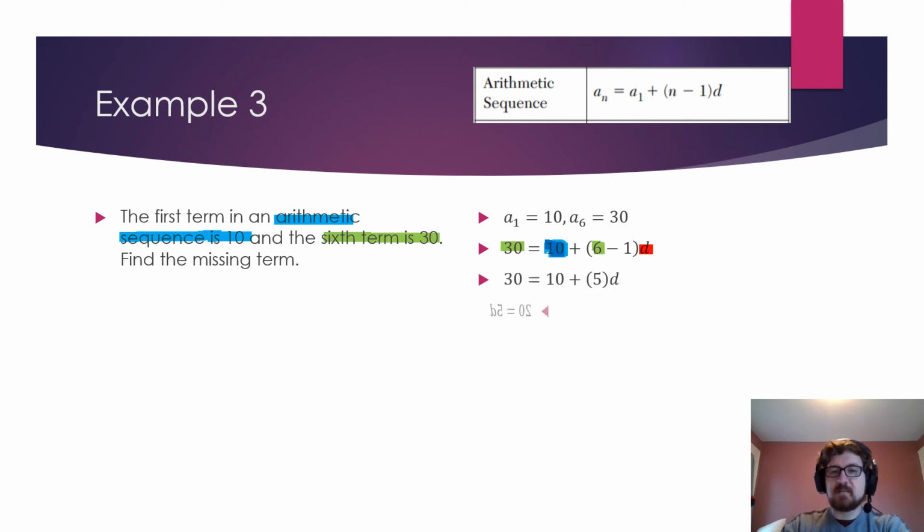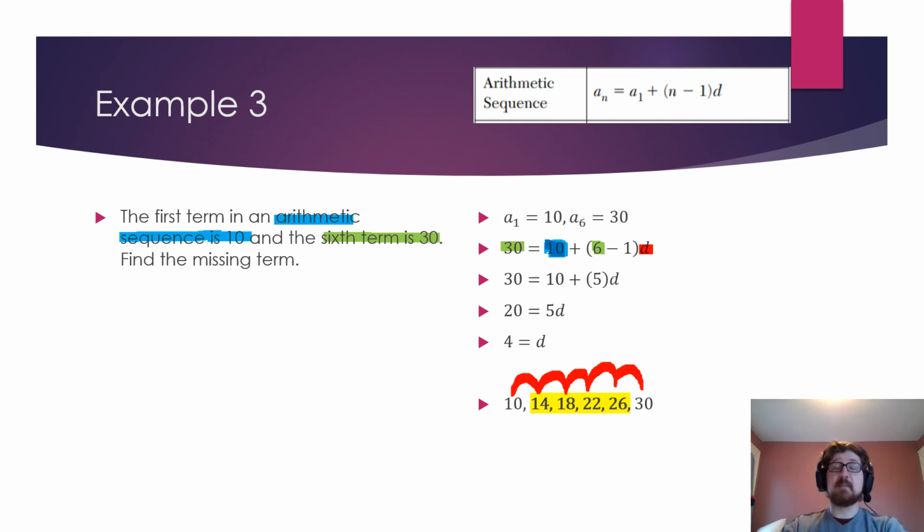Simplify the parentheses, subtract the 10, and divide by 5. We get our common difference is 4. So from there on out, you just start at the first one and you work your way forward. We get our 10 plus 4 is 14, 14 plus 4 is 18, 18 plus 4 is 22, 22 plus 4 is 26, and then 26 plus 4 is 30. It works out. It's an arithmetic sequence because it has a common difference, and we found our 4 missing terms. They're outlined there in yellow.